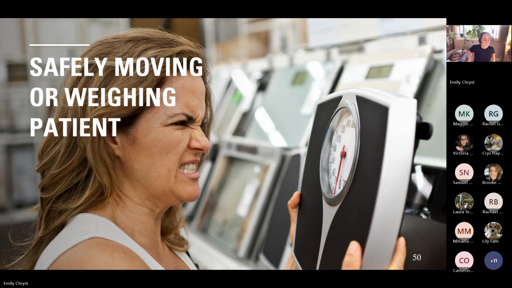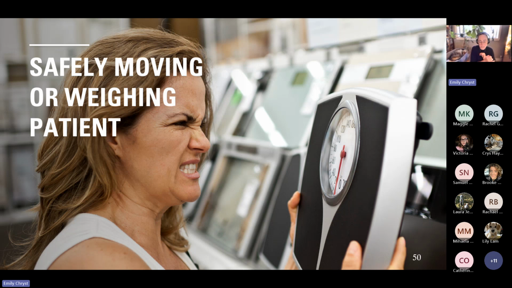All right. So safely moving or weighing the patient. I do want to chat about this because this feels like it should be easy. It's really not. But weights are incredibly important because they're going to be very helpful in determining fluid balance in these guys. But like I said, they're deceivingly difficult and can oftentimes take more than one person. So you have to be really organized, obviously, when moving a patient, but also when weighing a patient.